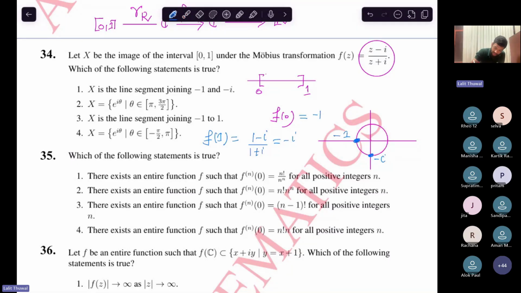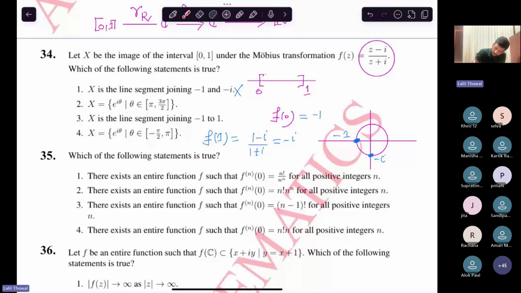No, because the line segment from -1 to this one... okay, so this is incorrect. And this says that theta equal to pi, theta equal to pi means e to the power i pi, and this might be correct. Okay, so what are the other options? X is the line segment joining -1 and 1. This is wrong. And this says that X is when theta is -pi/2.